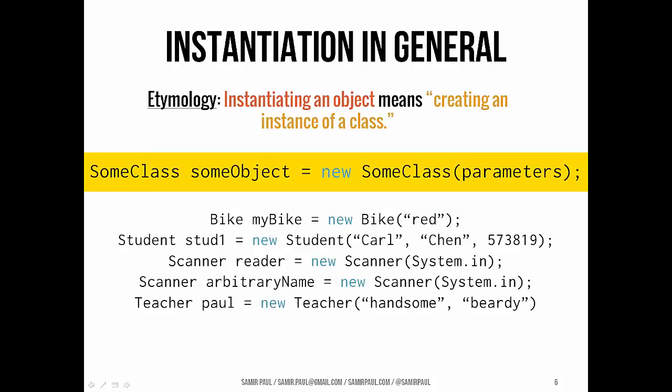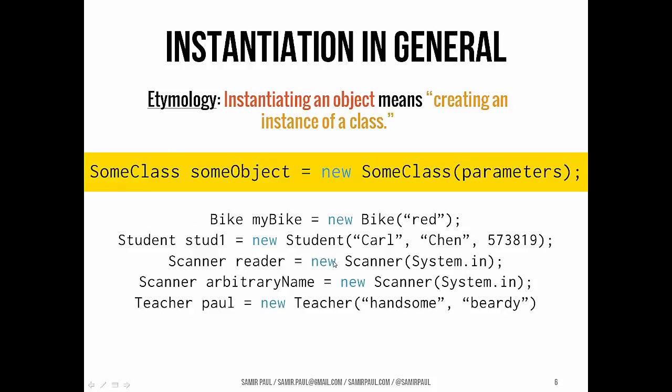That brings us to the point of instantiation and what that means. So I just mentioned instantiating an object. That means creating an instance of a class or creating one particular example of a class. In the last situation, we were talking about creating a new Scanner object. Here, if you look at the examples below this yellow line, we're saying, hey, I want to make a new bike object, and its color is red, and I want to call it myBike. You can see these statements are basically read right to left. Hey, I want to make a new student. This student has first name Carl, last name Chen, ID number 573819, and I want to refer to him as student1 or stud1.